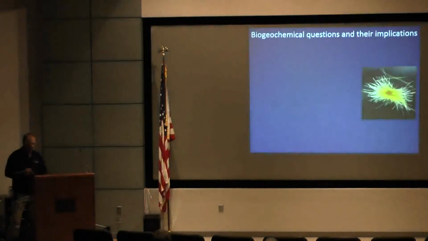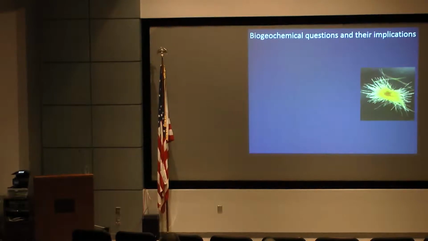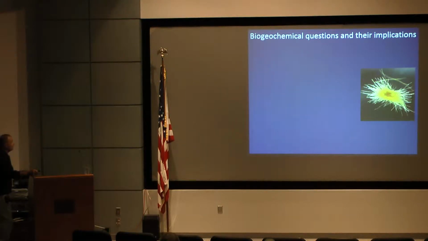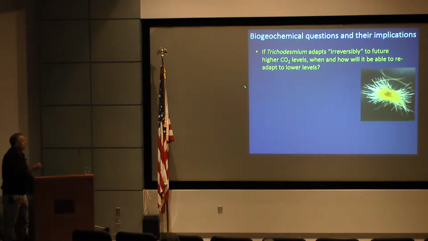So where does this leave us with this biogeochemically critical organism? What are the implications? Well, you can probably think of some, but one question I have is if Trichodesmium is going to irreversibly adapt to high CO2 levels, what happens if we ever get our carbon habit under control and actually lower the CO2 in the atmosphere? Can it readapt back? Well, I would assume long enough, maybe it will, but our cultures have not done it in several years. They're stuck.